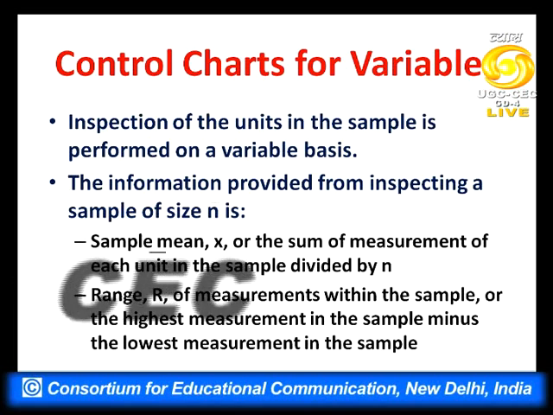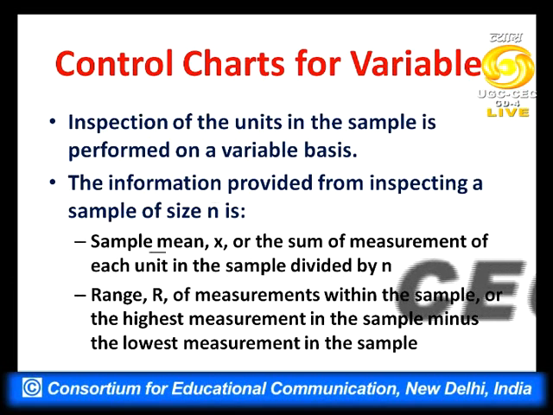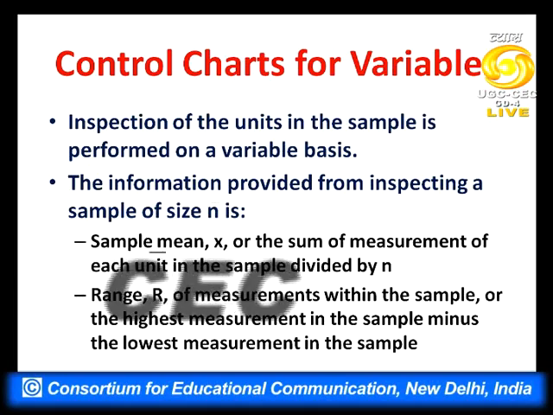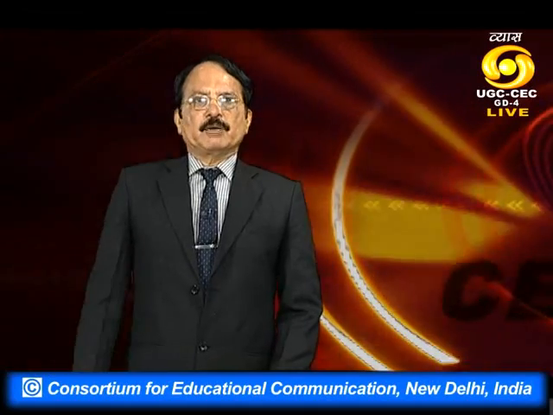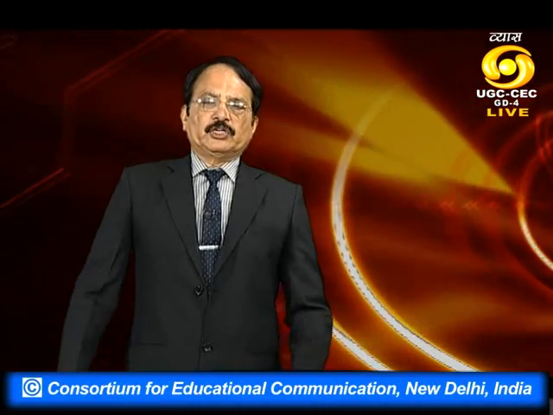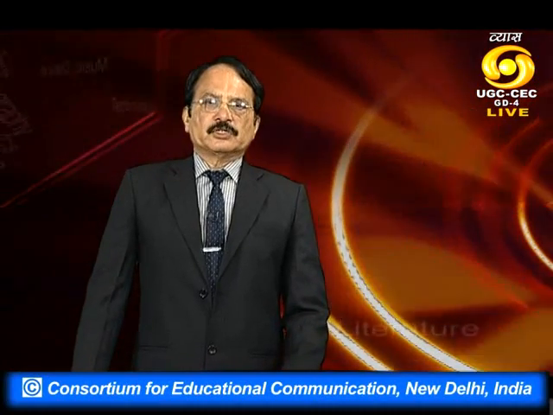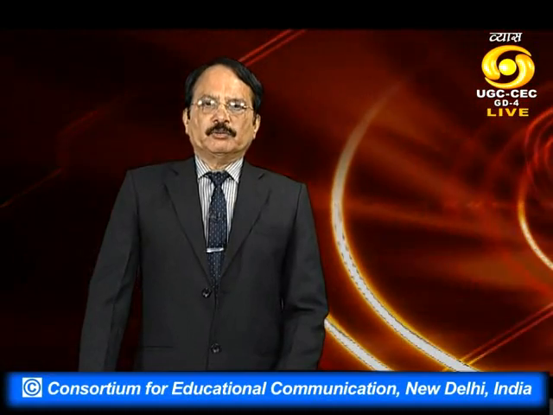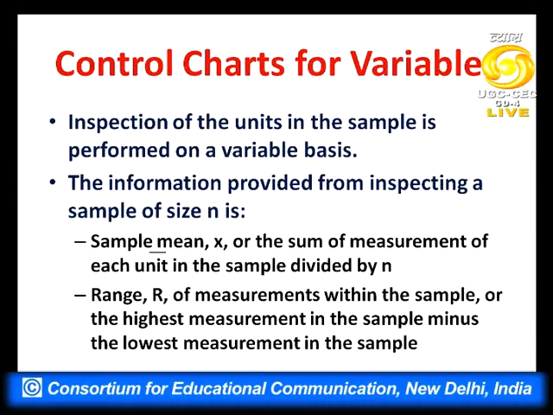We add all the dimensions and divide by the number n, we get the mean value of n. Similarly, for range, we take the highest value of the measurement and the lowest value of the measurement, and the difference is the range. And we check samples after samples, we take a mean of the samples, that gives us the R bar, the average value of R, and the parent value of the mean, also X double bar.